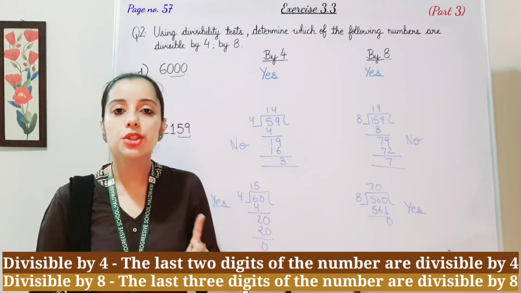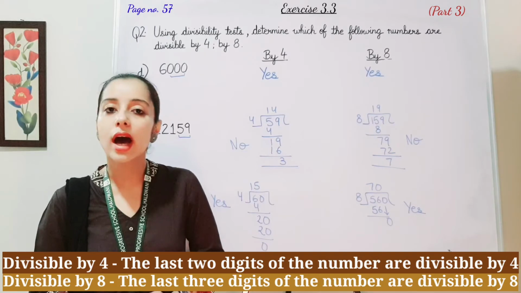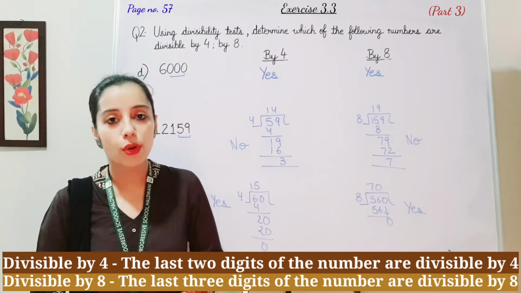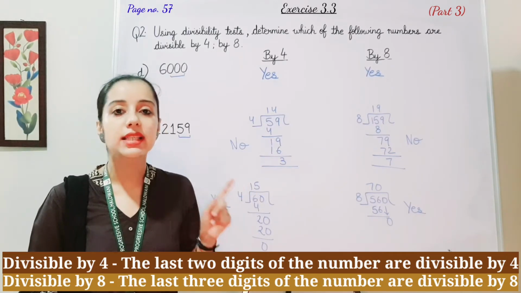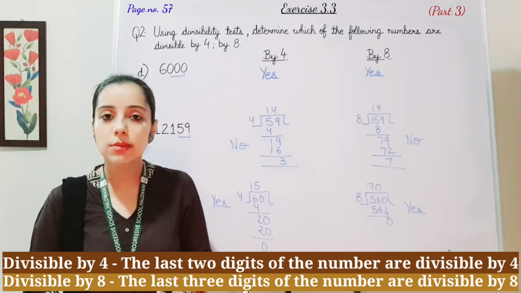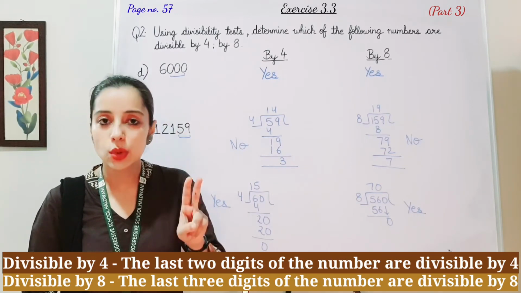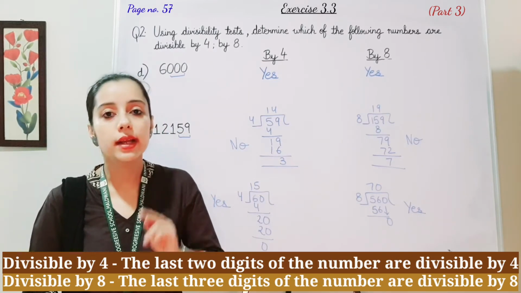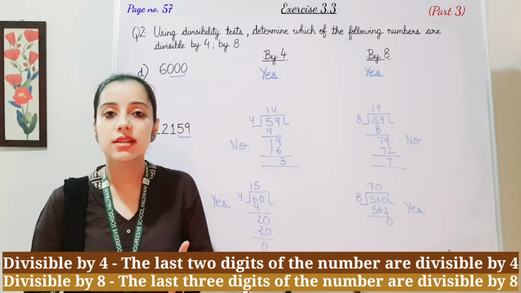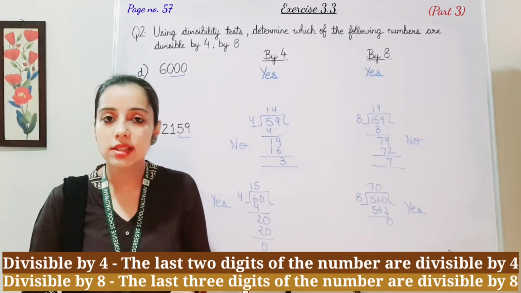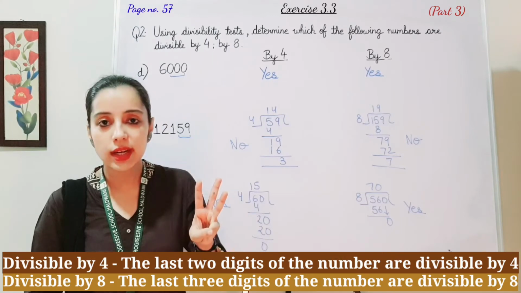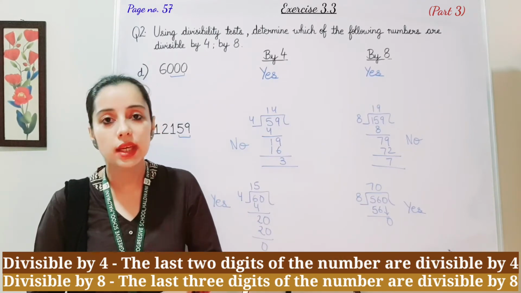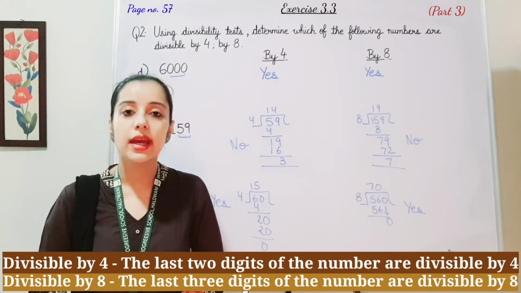So students, G to J part will be homework. You have to check divisibility by 4 and 8 in the same way as I explained. For checking divisibility by 4, take the last two digits and divide. If the remainder is 0, you will say yes, it is divisible by 4. For checking divisibility by 8, take the last three digits. If you divide and the remainder is 0, so yes, it is divisible by 8.